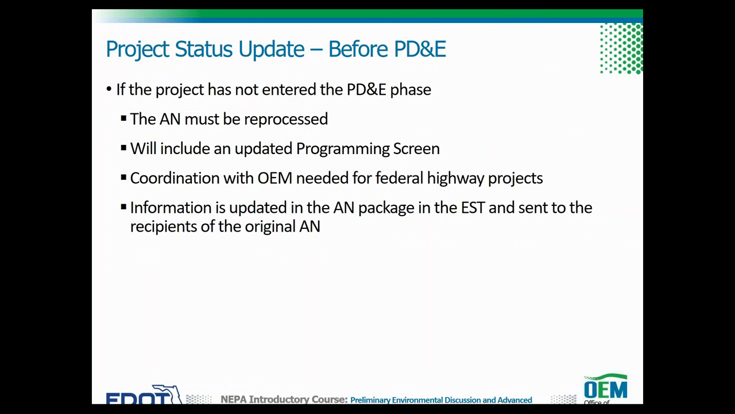If the project has not entered the PD&E phase, this notification is in the form of an updated or reprocessed AN. The updated AN will include an updated programming screen. For federal highway projects, coordination with OEM is needed when updating the AN. The project manager, in coordination with the ETDM coordinator, updates project information in the AN package in the EST and sends the updated package to the recipients of the original AN.